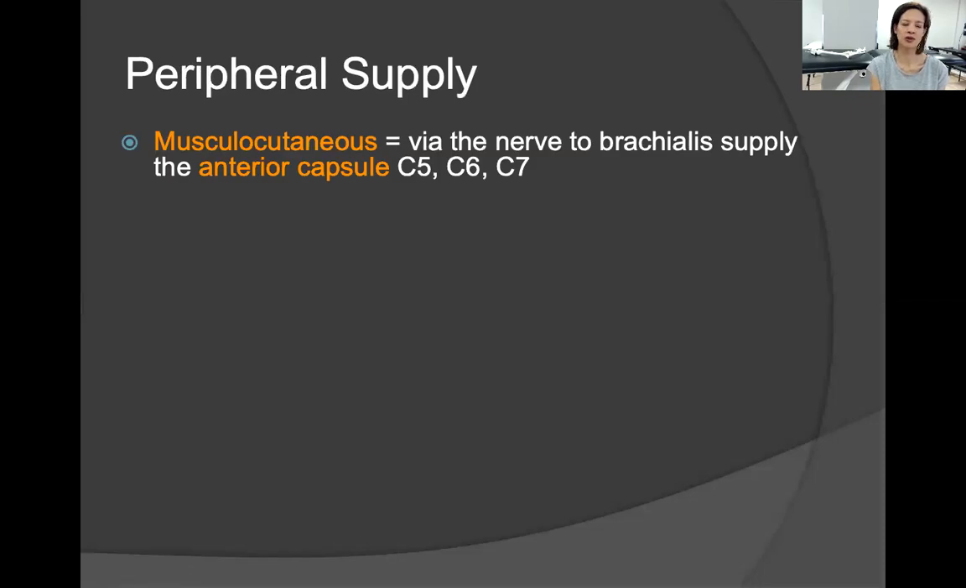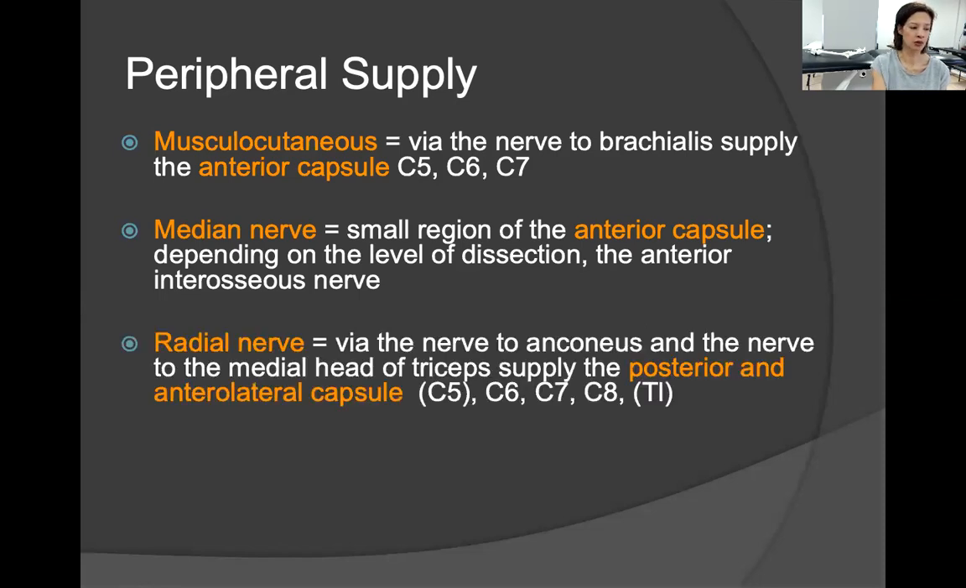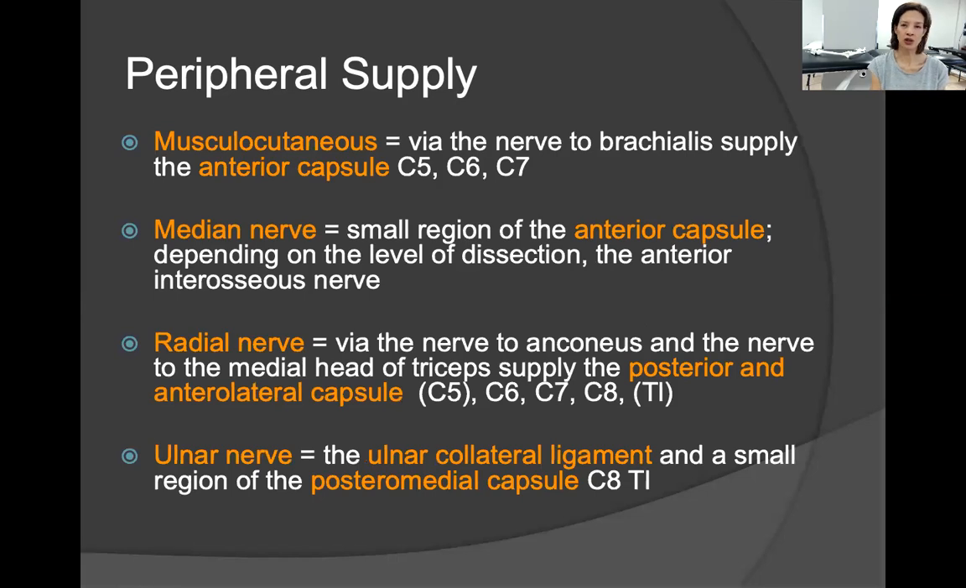Peripheral supply: the musculocutaneous nerve, via the nerve to the brachialis, supplies the anterior capsule, C5, C6, C7. The median nerve also innervates part of the anterior capsule, and depending on the level of dissection, the anterior interosseous nerve as well. The radial nerve, by the nerve to the anconeus and the nerve to the medial head of the triceps, supplies the posterior and anterolateral capsules. And the ulnar nerve supplies the ulnar collateral ligament and a small region of the posterior medial capsule. Of course, think of the ulnar nerve on the medial side going into that little notch here.